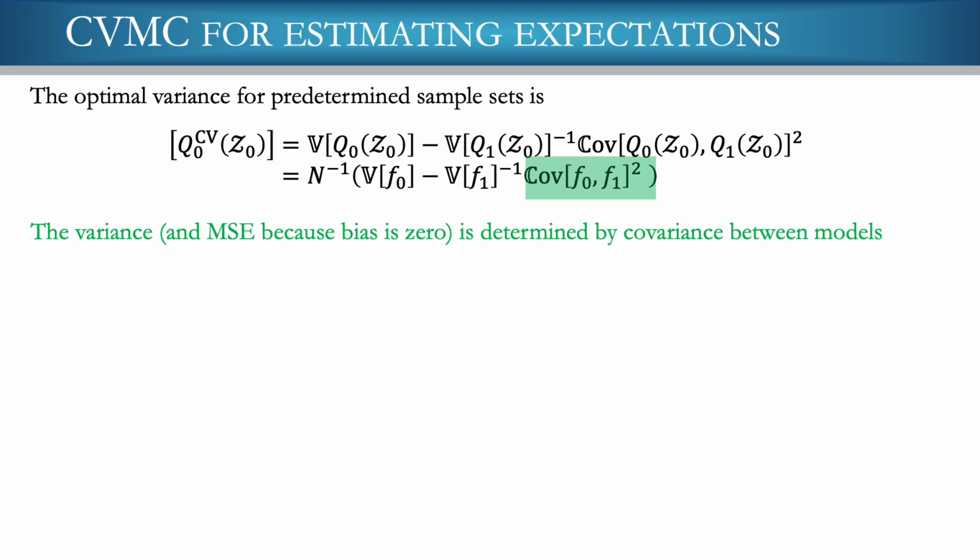The optimal variance of a CV estimate of the mean of F0 is equal to the number of samples n multiplied by the true variance of F0 minus the true covariance of the two models squared divided by the true variance of the high-fidelity model. In this tutorial, I assume that these quantities are known.